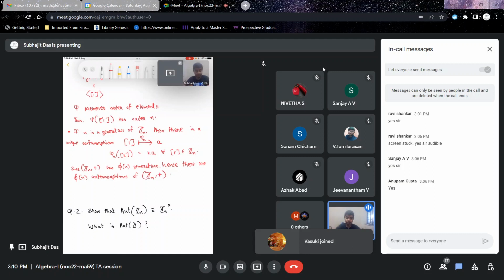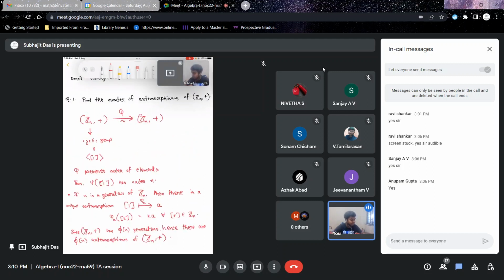Phi n, by the way, as you know, is Euler's phi function, right? That is, for any positive integer n, it is the number of integers greater than or equal to 1, smaller than n, and which are relatively prime to n, right? So yeah, the answer to this question will be precisely phi of n, right? The number of automorphisms of Zn under addition will be phi of n, right?